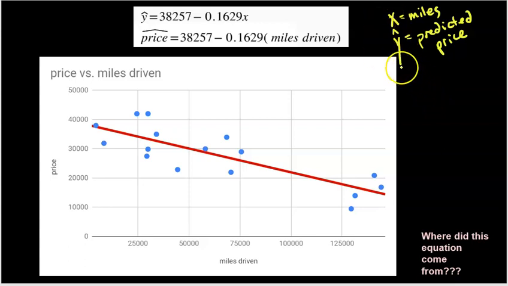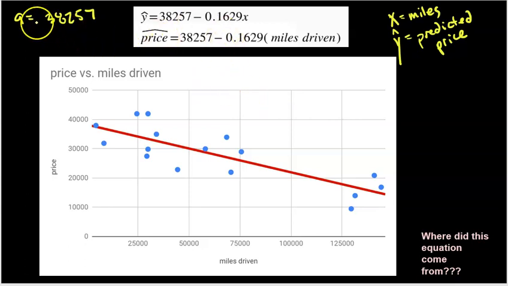Now, those are the variables, right? The A, now that's an actual number. That is 38257. That's the y-intercept. Remember, a y-intercept is what happens when x is 0. So if a car has 0 miles, it is predicted that it's going to cost $38,257.